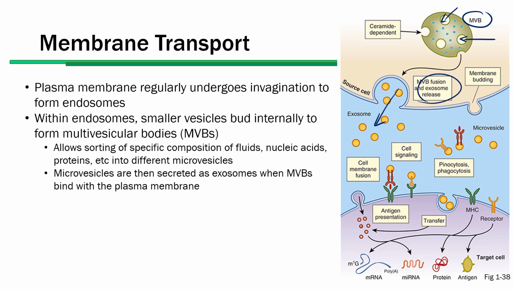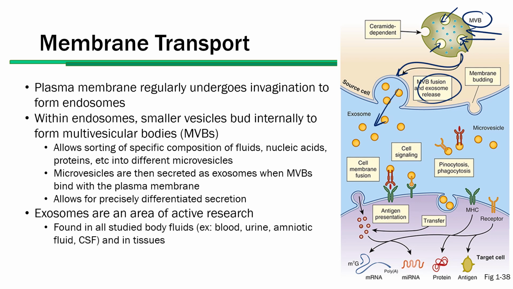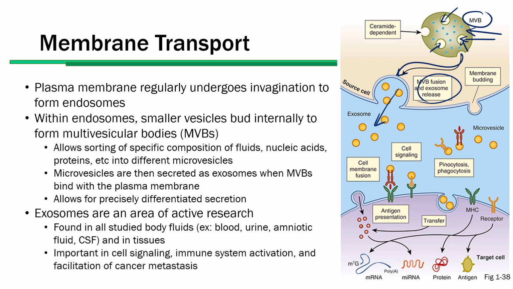When they bind with the plasma membrane, depending on what signal is given, what needs to be excreted. It allows for very precisely differentiated secretion. It's not just this whole vesicle that's being released, it's individual components, individual microvesicles that can then fuse to the membrane and release their contents. Very organized. Not a whole lot known about it, pretty new. It's an active area of research found in all studied body fluids, everything they've looked at: blood, urine, amniotic fluid, cerebrospinal fluid, tissues. They know it's important in cell signaling, immune system activation, facilitation of cancer metastasis. So a lot of research into this area.